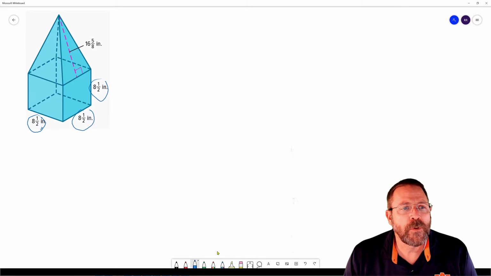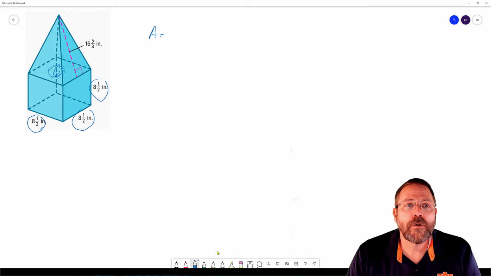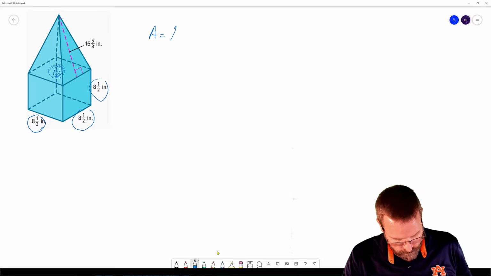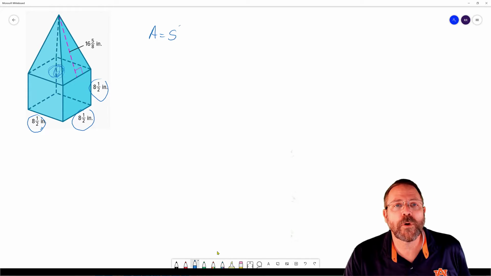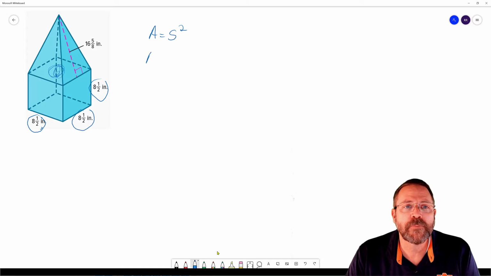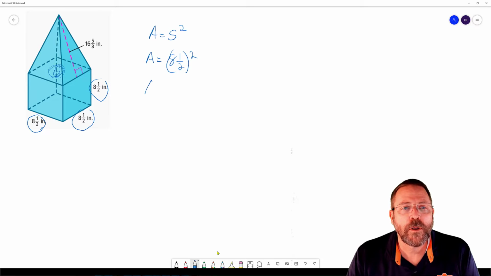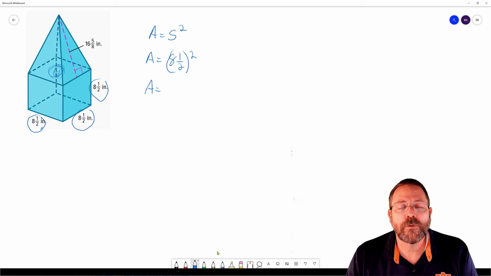Now on the cube, you only care about 5 of the 6 sides, because this side, the top in there, is actually hollow. There's no side there. So we're going to find the area of a square. Let's just do the side squared formula because they are square bases. There we're going to have area is equal to 8 1/2 in parentheses, all squared, which means area is equal to 2 times 8 is 16 plus 1 is 17 over 2, all squared.